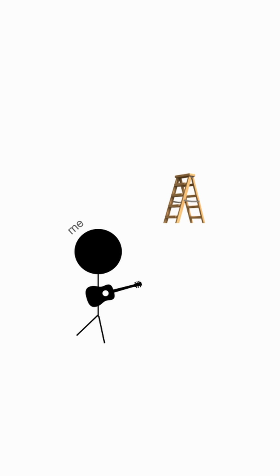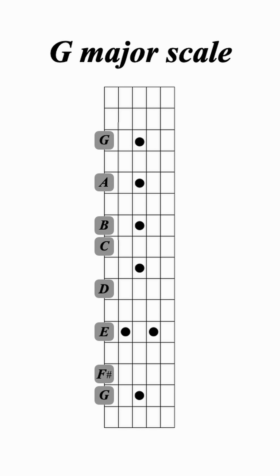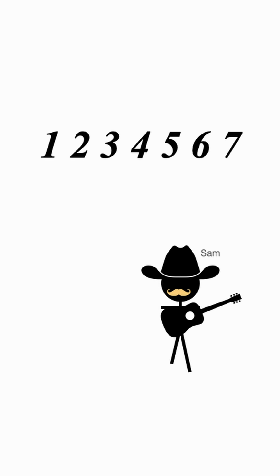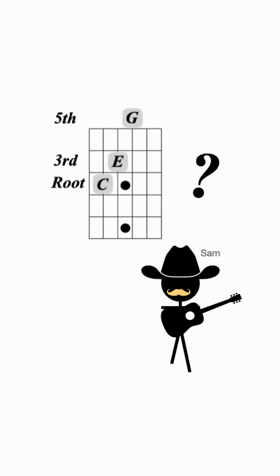Okay, first step. Each of its 7 notes gets given a number. 1, 2, 3, 4, 5, 6, 7, back to 1. G to G. Sam said, okay, got it. So these are maybe something to do with the numbers in the chords we were talking about?